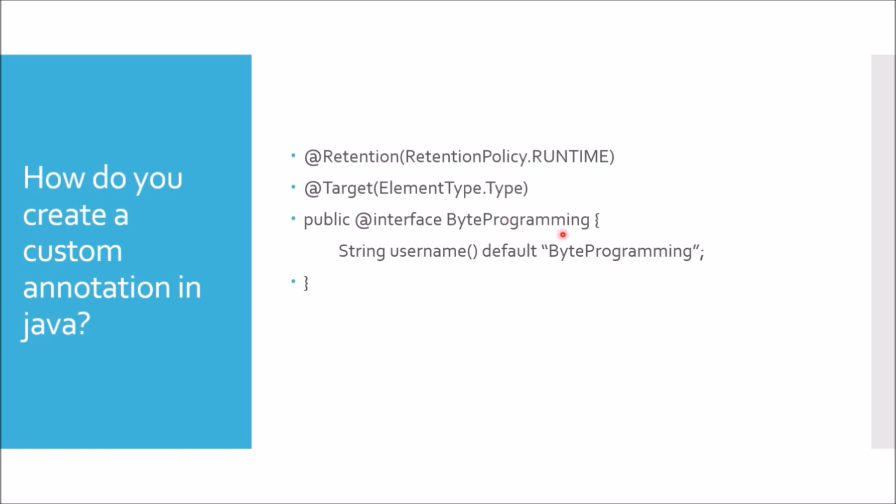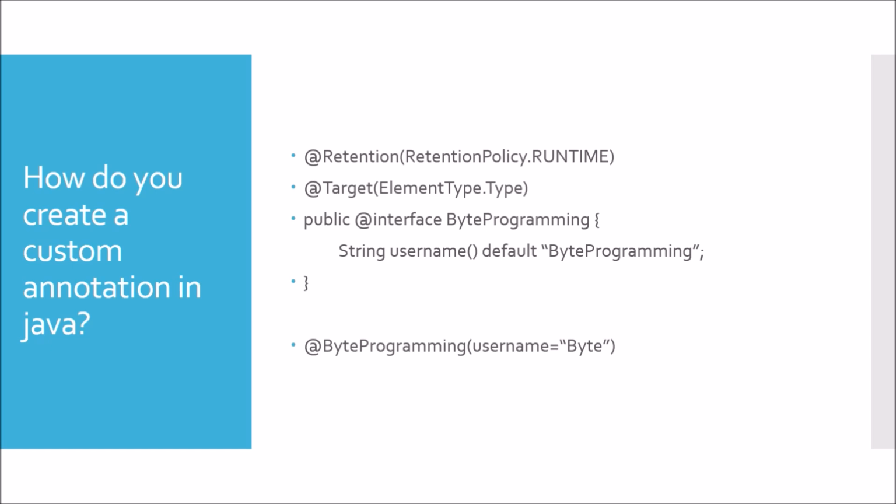Now inside this ByteProgramming annotation, I have a username method whose default value is ByteProgram. This means if inside @ByteProgramming I am not passing any value, then the default value taken will be ByteProgram. Then how to use my annotation? Simply, you can write @ByteProgramming(username = "byte"). You can see here I am using this on class level only because of ElementType.TYPE. If I don't pass username equal to byte, the default value will be used. But here I am passing username equal to byte, so the default value is going to be overridden by byte.